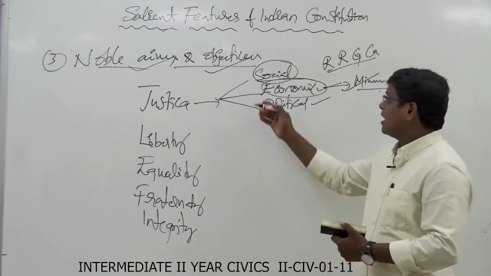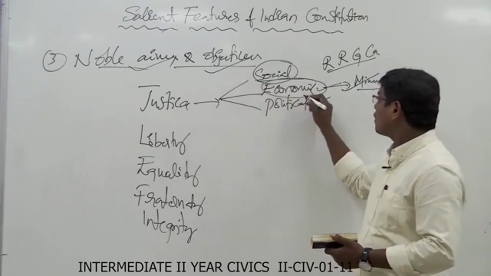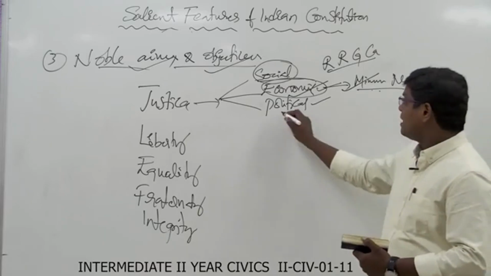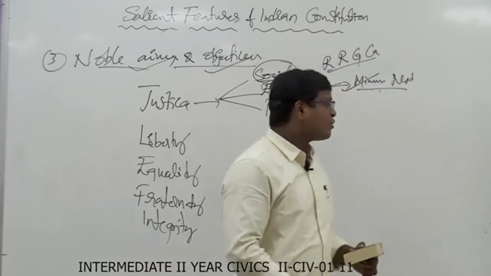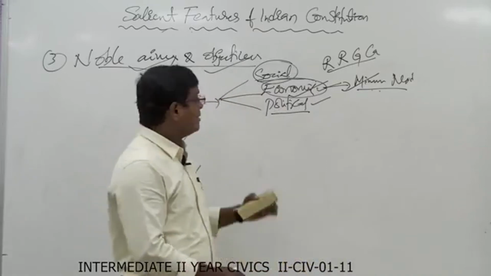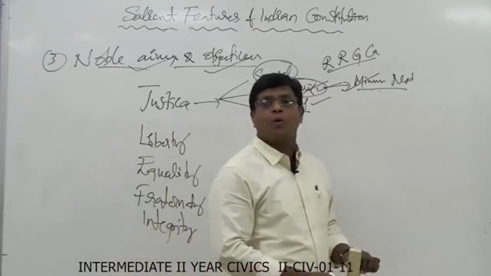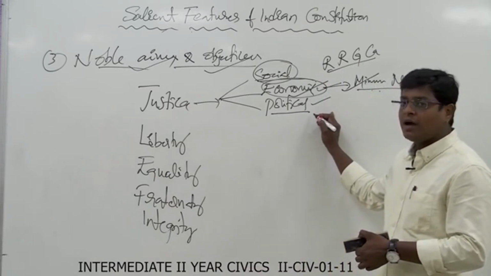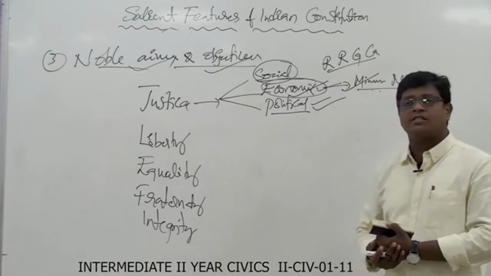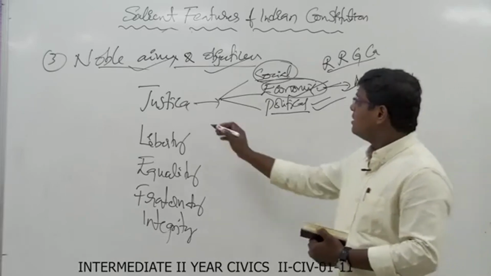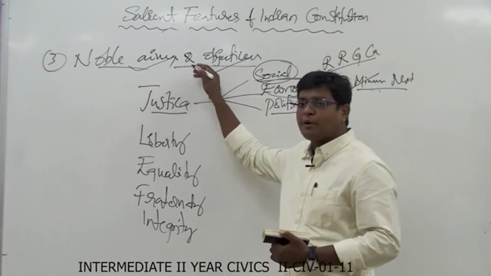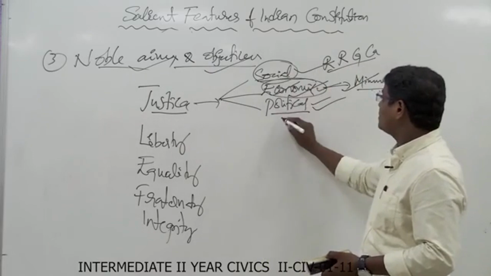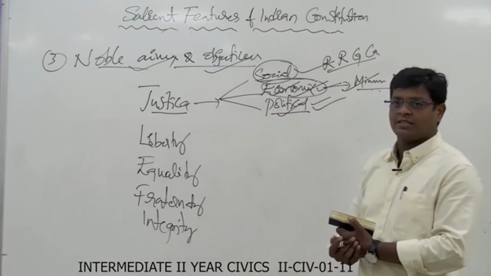That means India shall take responsibility to provide economic justice to the people of India. Then political justice. In the matters of participation in the government, India shall take steps towards providing equal opportunity in the matters of participation in the government. So this is called political justice. So here, justice is the one noble aim and objective, under which are social justice, economic justice, and political justice.